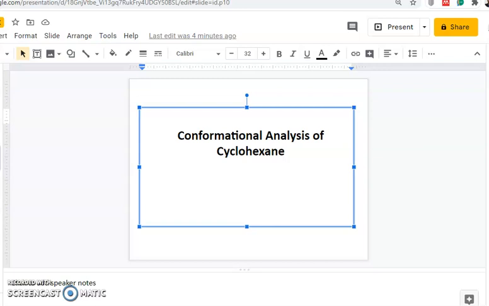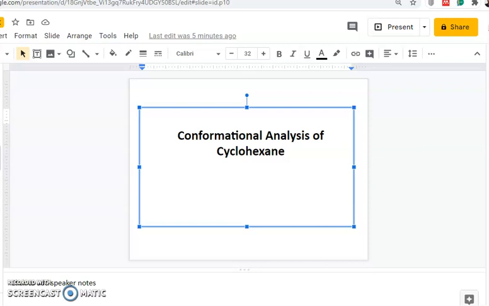And you know what conformational isomers are? They are due to the free rotation of carbon-carbon sigma bonds. Due to this free rotation, there will be different spatial arrangements of atoms or groups attached to the carbon. Such different spatial arrangements are called conformers, and this isomerism is known as conformational isomerism.